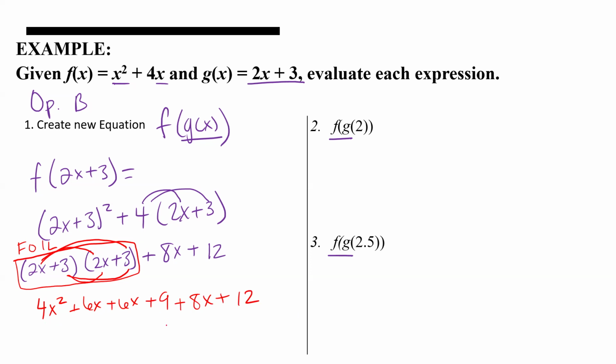Are there any other 4x squareds? No. So 4x squared is by itself. So I have 6x, 6x, and 8x. What does that make? That makes 20x. And then I have 9 and 12. What does that make? 21. So my f of g of x equals 4x squared plus 20x plus 21.